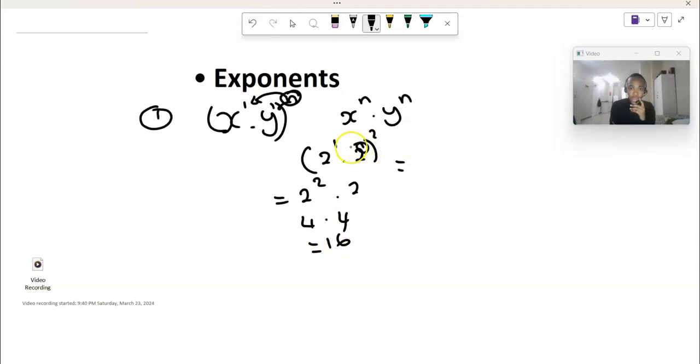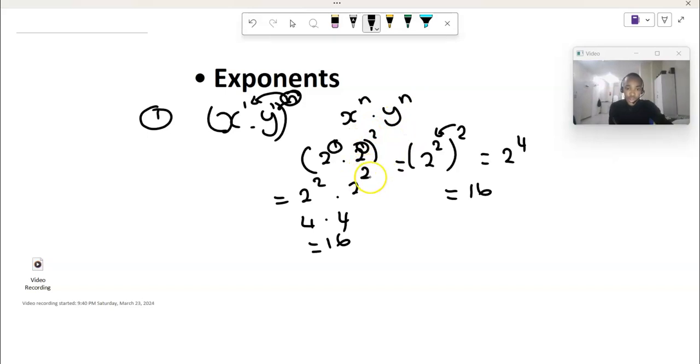Another way is we can add these two exponents, 1 plus 1 is 2, and then the 2 outside there. So this one is 2 times 2, which will be 2 to the power 4, which is the same as 16, right? I believe, yeah, 16.